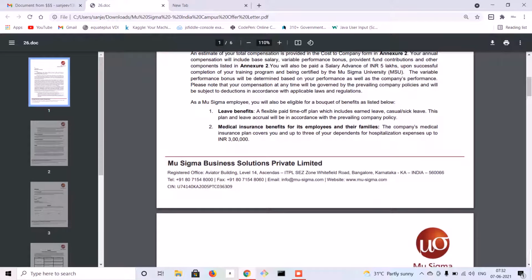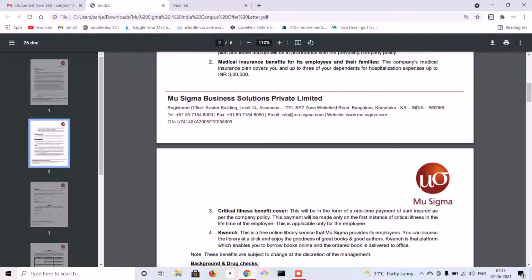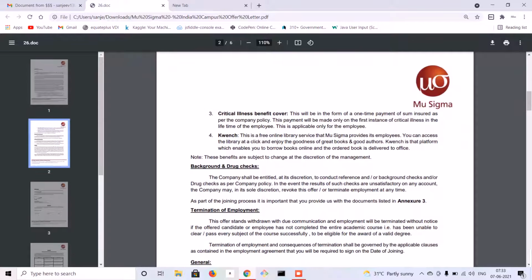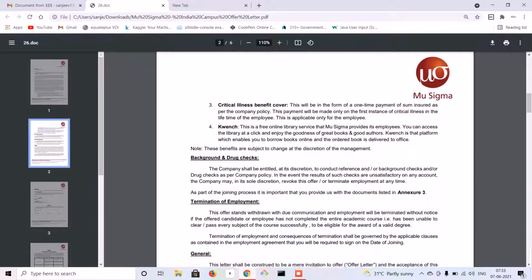There is 3 lakh for hospitalization expenses, so even in case you are hospitalized, you will have insurance of 3 lakh. You can also get other benefits, like a critical illness benefit cover. This is a one time payment for some insured as per company policy. You can see this here, and there are other things which you can read by pausing this video. I'm not going into the detail of this.